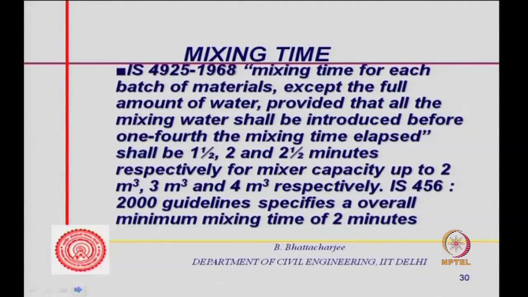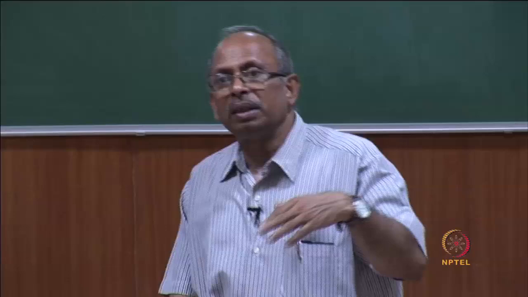IS 4925-1968: the previous one, 0.75 meter cube, is in IS 456-2000, but 4925 is more elaborate. It says mixing time for each batch of material, except the full amount of water, provided that all the mixing water shall be introduced before 1/4 of the mixing time elapsed, shall be 1.5, 2, and 2.5 minutes respectively for mixer capacity up to 2 meter cube, 3 meter cube, 4 meter cube respectively. IS 456 of course is very simple, it says that overall minimum mixing time should be 2 minutes. So, this is the guideline given in the code 4925.